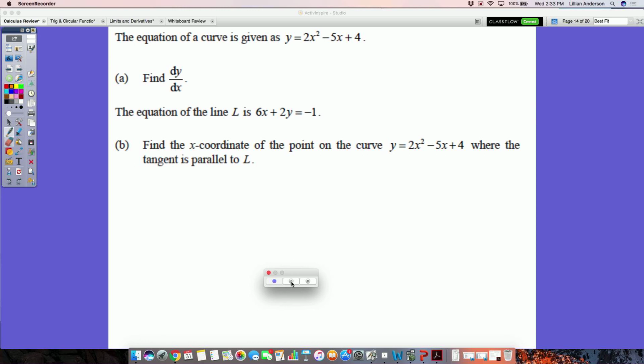The equation of the curve is given as 2x squared minus 5x plus 4. You have to find dy/dx, aka the derivative. What is it?